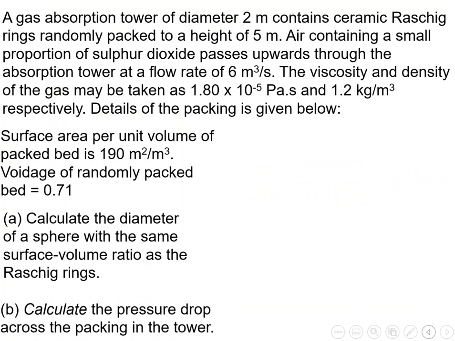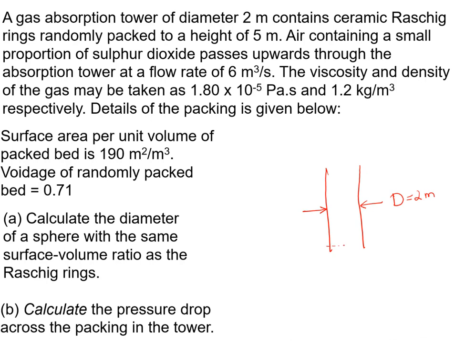Let me go through the problem with you, read it, sketch it, and then we'll see how to solve it. A gas absorption tower of diameter 2 meters contains ceramic Raschig rings randomly packed to a height of 5 meters. So I have something like that. This is a gas absorption tower. The diameter, from here to there, I will just call it big D, is equal to 2 meters.